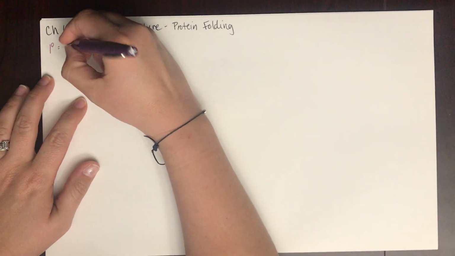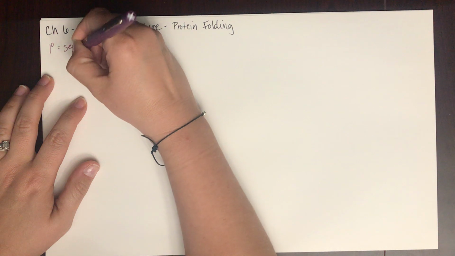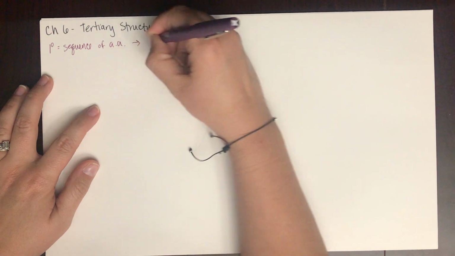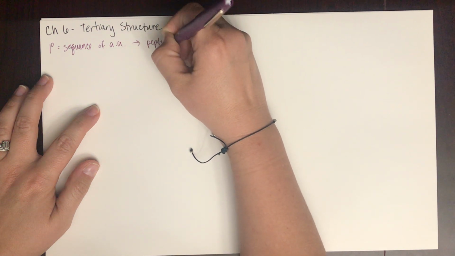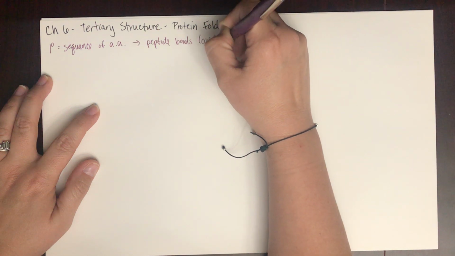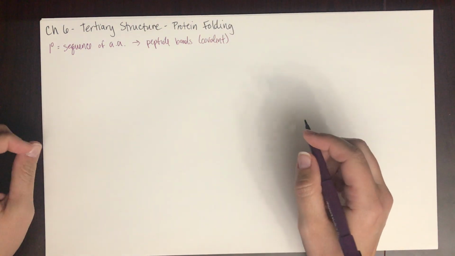Okay, so now in chapter 6, we're talking about tertiary structure, and going from secondary structure to tertiary structure is something we call protein folding. So just to review where we are, there's primary protein structure, which is just the sequence of amino acids, and it's held together by peptide bonds. And again, this is the only covalent bond in this structure.